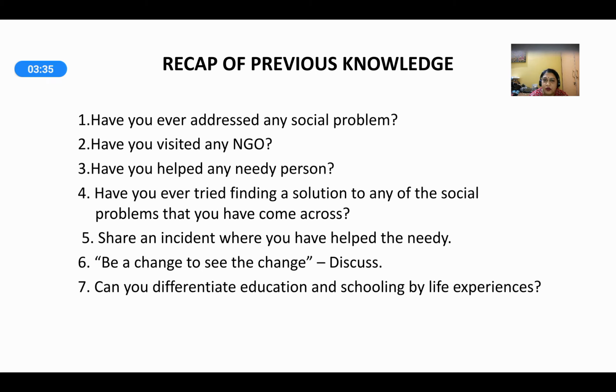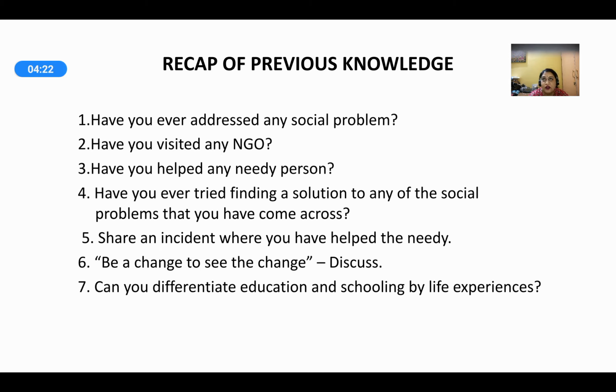Second question, have you visited any NGO? NGO stands for non-government organization. NGOs are non-profit, non-government organizations usually dedicated to certain social causes. Not necessarily that students should be aware of NGOs, but yes, a minuscule number of students might be familiar with NGOs. Many NGOs are there. The causes might vary, but NGOs do serve a purpose. They are not government organizations. They are usually organizations started by individuals with social concerns, and they voluntarily act out of concern to eradicate a social problem.